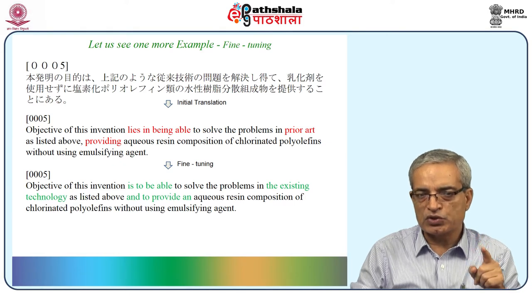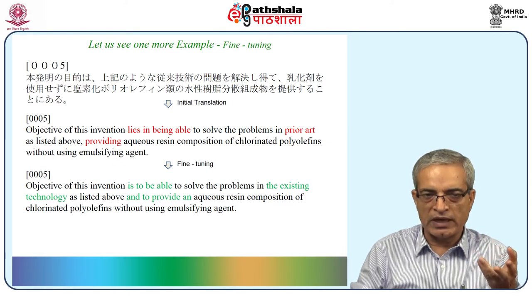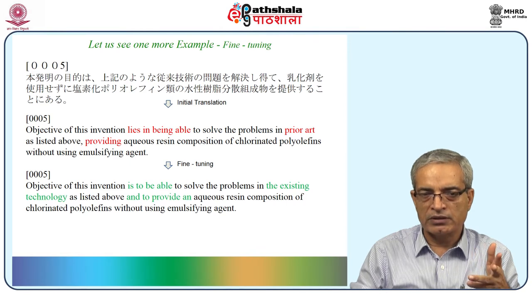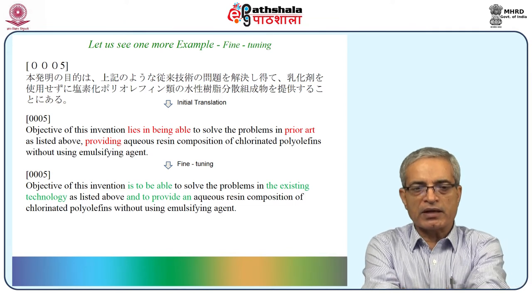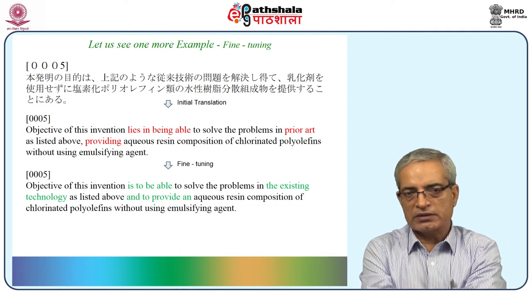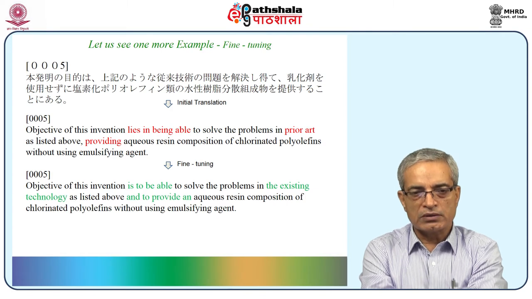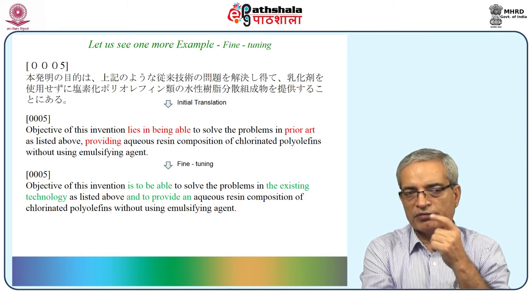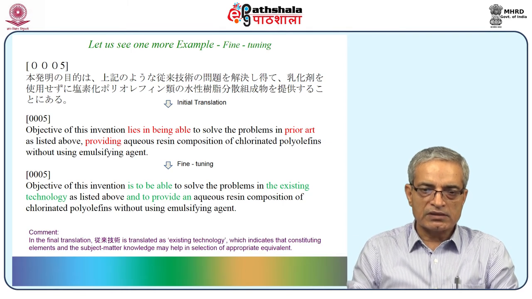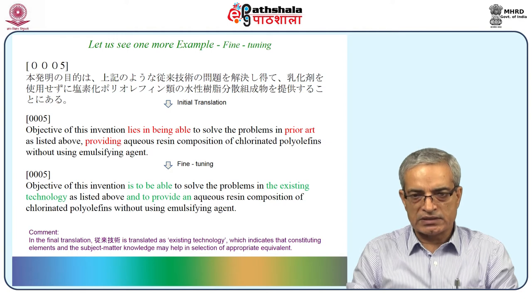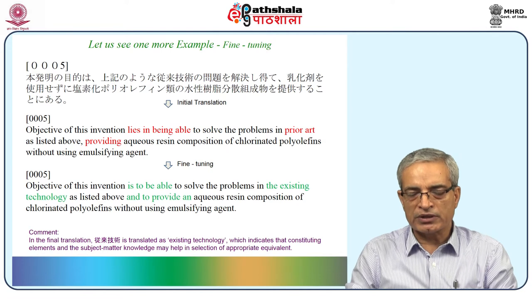Objective of this invention is to be able to solve the problems. Lies in is also fine, that can be retained. To solve the problem in the existing technology, this is for the prior art as listed above, and to provide an aqueous resin composition of chlorinated polyolefins without using emulsifying agent. In the final translation, this "jūrai gijitsu" is translated as existing technology, which indicates that constituting elements and the subject matter knowledge may help in selection of appropriate equivalent.